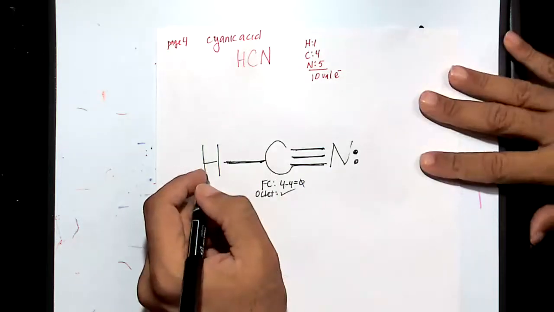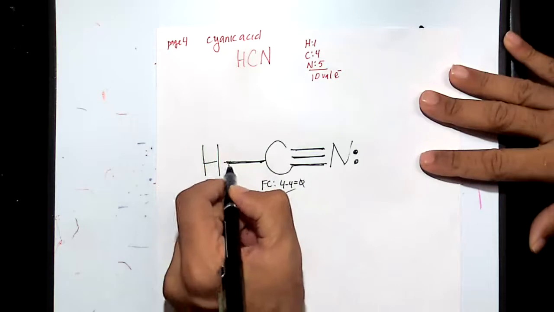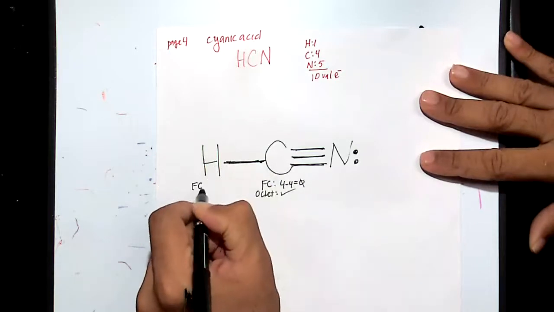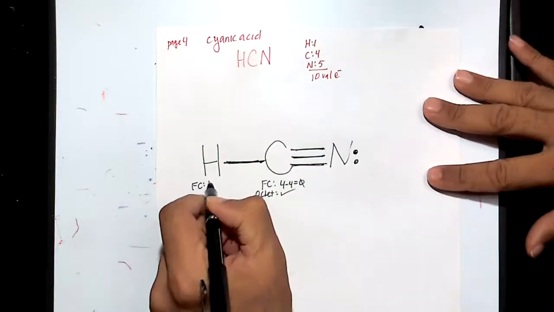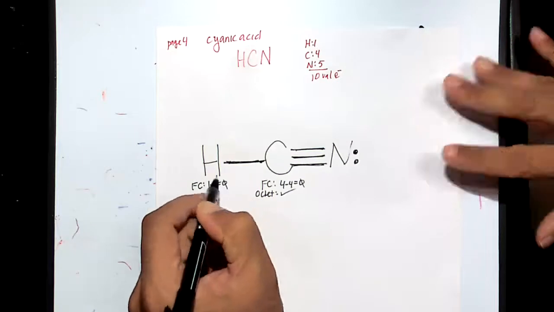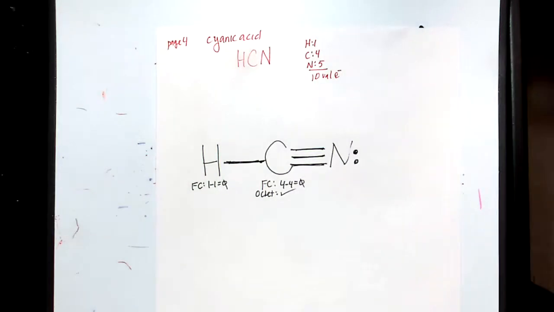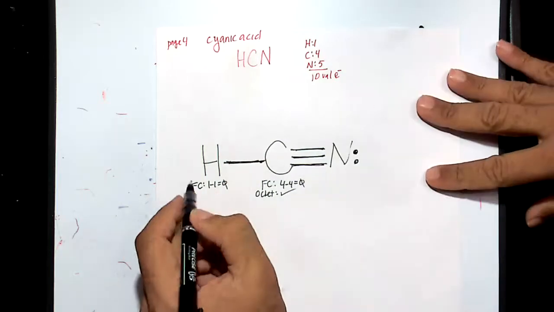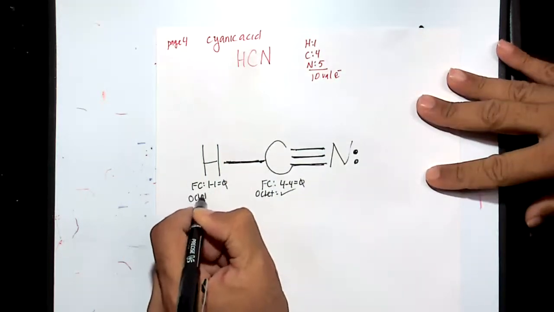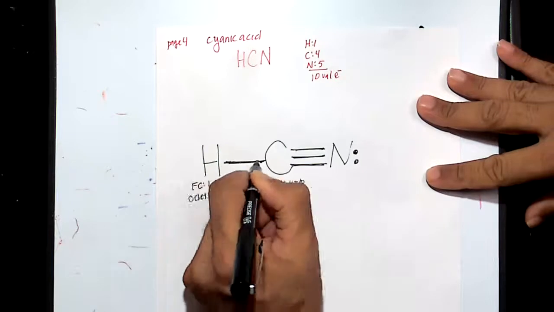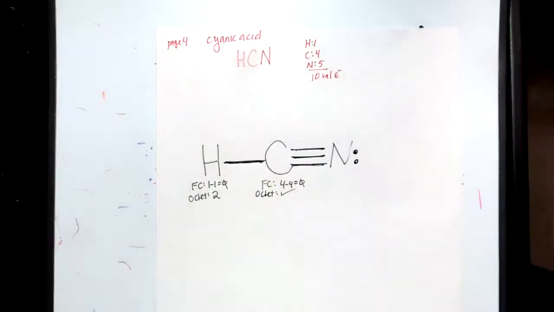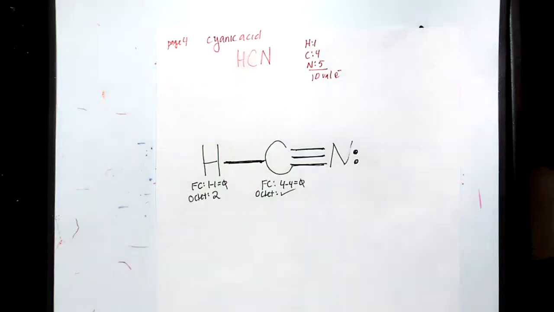Okay, let's look at this hydrogen here. Okay, 1. What is hydrogen happy at? 1. What's 1 minus 1? 0. And then the octet for this hydrogen is going to be 2. Okay, 1, 2. That's fine. The octet rule has a lot of variations.